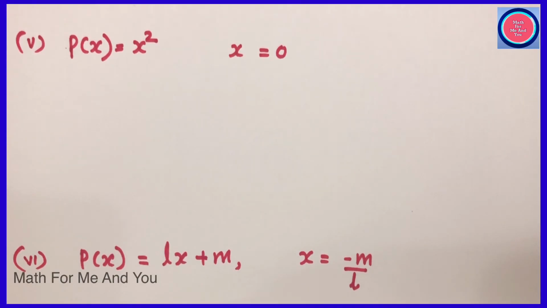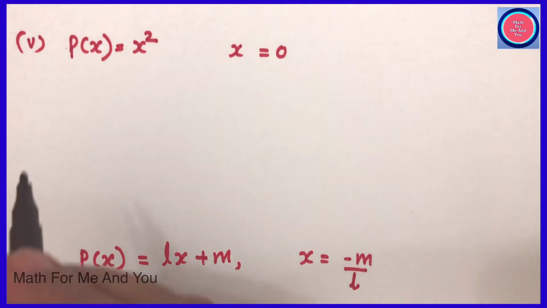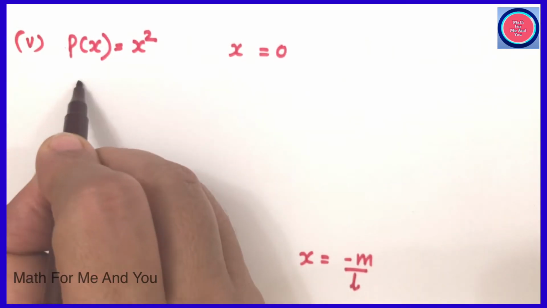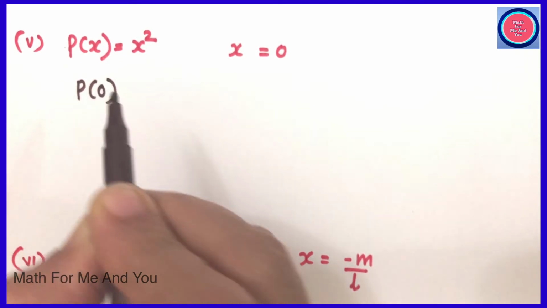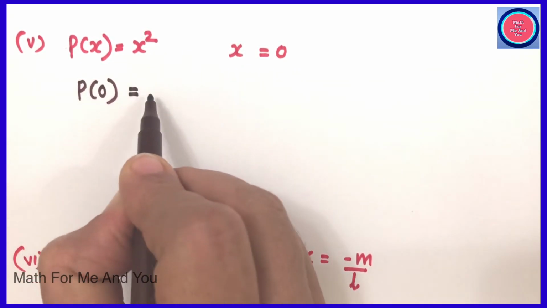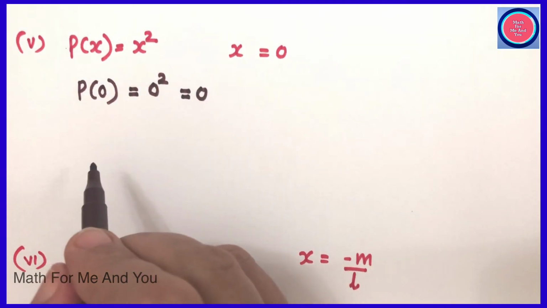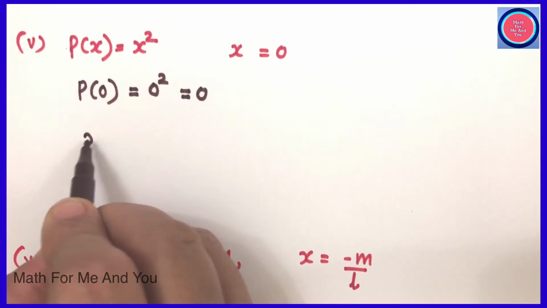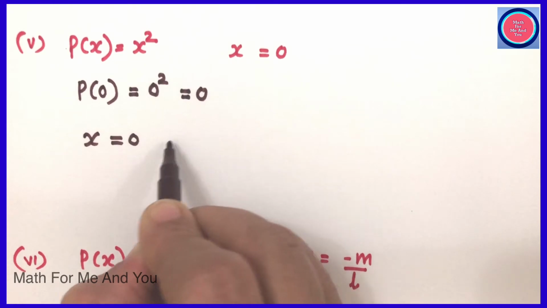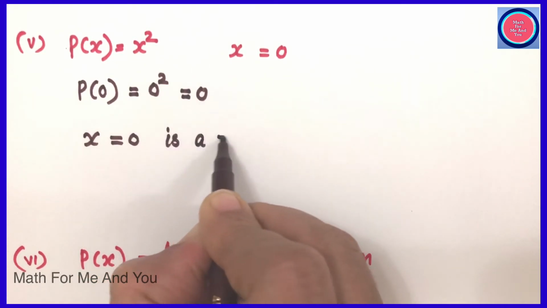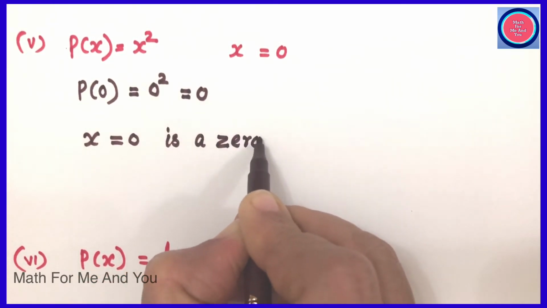Next one, the polynomial is P of x equals x square and we have to look whether the number 0 is a 0 or not. For that we write P of 0 and replace x with 0. So we get 0 square. What is 0 square? Equals 0. That means x equals 0 is a 0 of the polynomial x square.